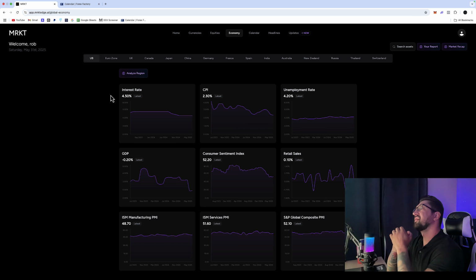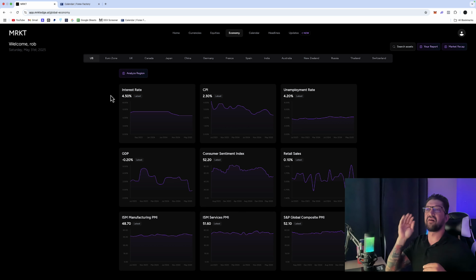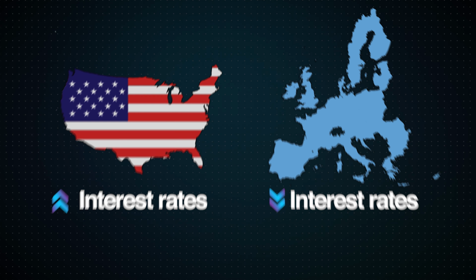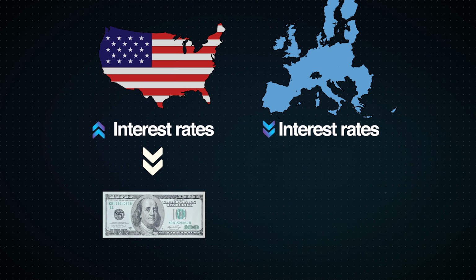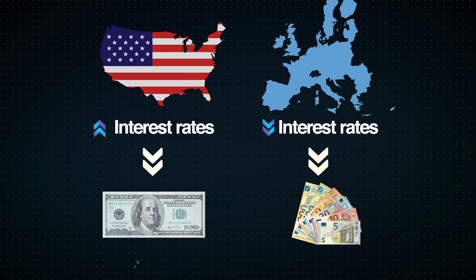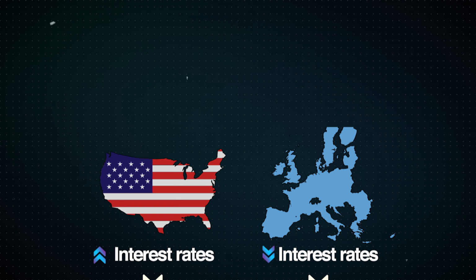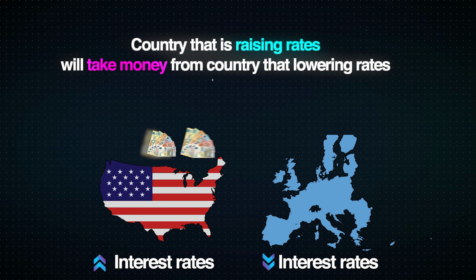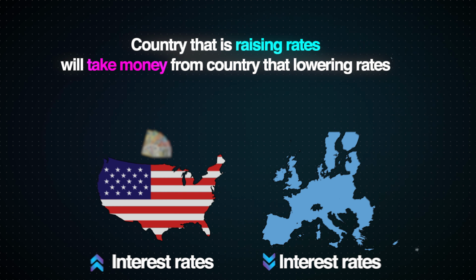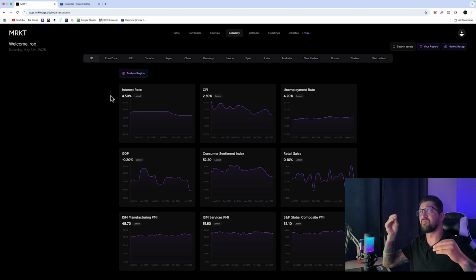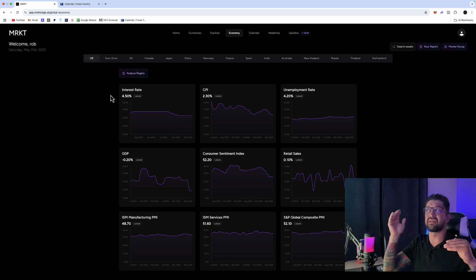So let's say you have the US dollar here and you have the euro here. If one country is raising its interest rates and the other is lowering its interest rates, say the US dollar has higher interest rates and the euro has lower interest rates, that makes the US dollar stronger and the euro weaker. The country that's raising rates is going to be taking money from the country that's lowering rates. That's the very simplistic way of putting it and learning it. There are some discrepancies to this, but that's way above and beyond what most of you are going to be learning here. There may be a time we get to that, but not right now.